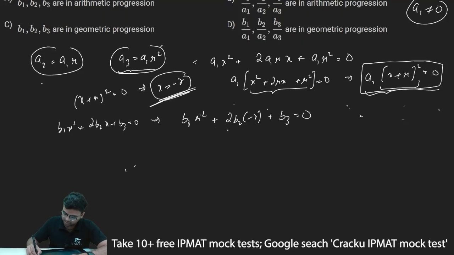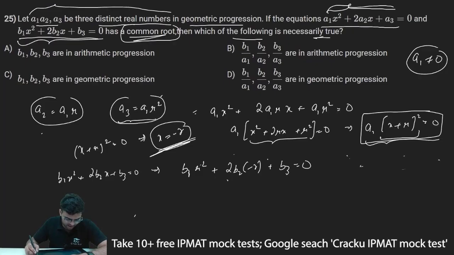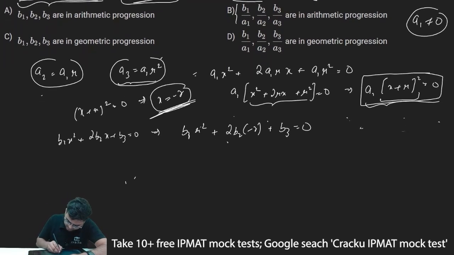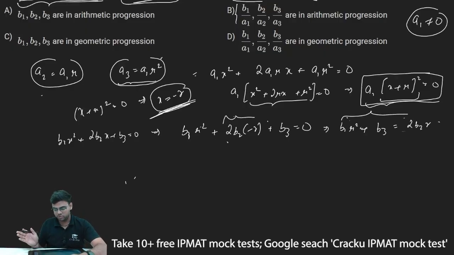Now let's see what options are given to us. The options are b1, b2, b3 in AP, b1, b2, b3 in GP, b1 upon a1, b2 upon a2, b3 upon a3 in GP, or the same thing in AP. So what I'll do, I'll take this part to the right hand side. This will become b1 r square plus b3 is equal to 2b2r. First of all, from this part, I cannot say anything about b1, b2 and b3 being in AP. This is only possible when r is equal to 1, but we have no other condition like this. So I can definitely eliminate this one.